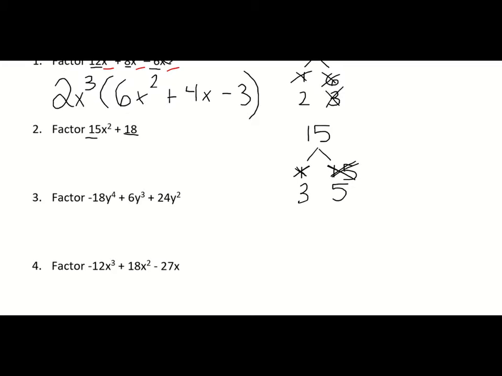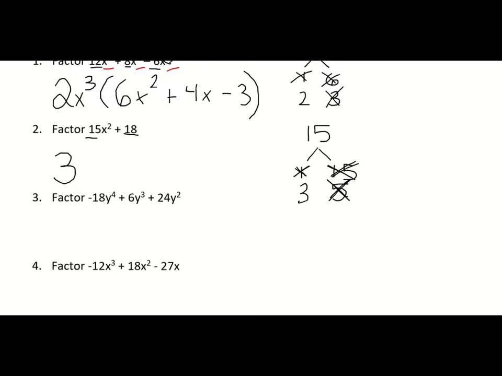Next, I'll try 5, that's my highest. 5 goes into 15, but it does not go into 18, so I'm going to cross out the 5. That means my only possible choice is 3, but I do need to verify because not everything has a GCF. 3 goes into 15, and 3 goes into 18. So my GCF, the number I'm going to write down, is 3.